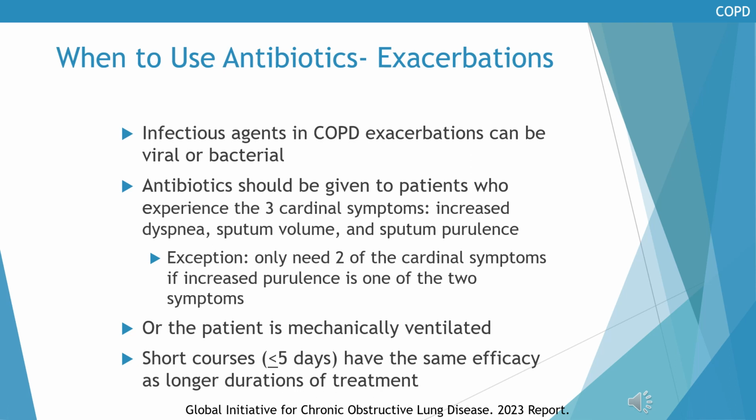One topic that I don't think we talk about enough is the appropriate use of antibiotics in a COPD exacerbation. The clinical picture can be blurred because a lot of the times it might look like pneumonia, it might also look like a COPD exacerbation, or it could even be a viral cause of the infection. So the cardinal rule I want you all to remember is that antibiotics should be given to patients who experience 3 of the cardinal symptoms: increased dyspnea, so they have increased work of breathing, increased sputum volume, or increased sputum purulence. The exception to this rule is that you only need 2 of these cardinal symptoms if increased purulence is one of your symptoms. Also, if the patients are critically ill or they're mechanically ventilated, they're going to need antibiotics as well. And data has shown that short courses, so durations of therapy such as 3 to 5 days, have the same efficacy as longer durations do.